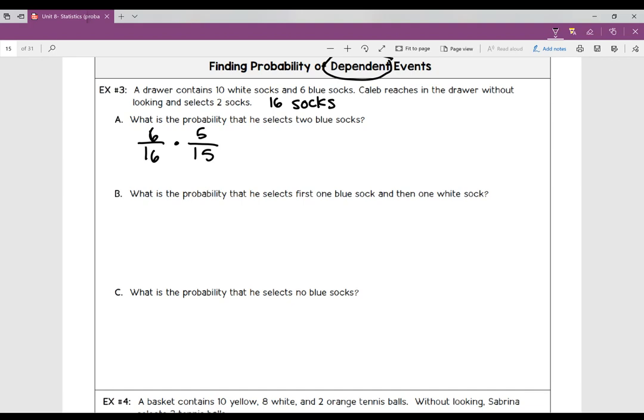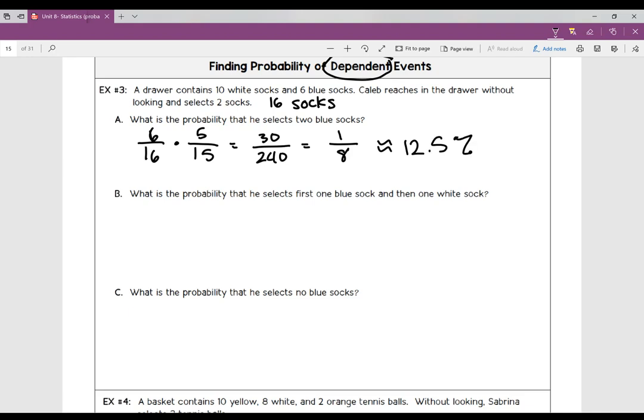And you multiply probabilities together if you want to know the probability of both happening. So we're going to multiply. We're going to do 6 times 5, which is 30, and 16 times 15, which is 240, which is 3/24, which is really just 1/8, which is 12.5%.